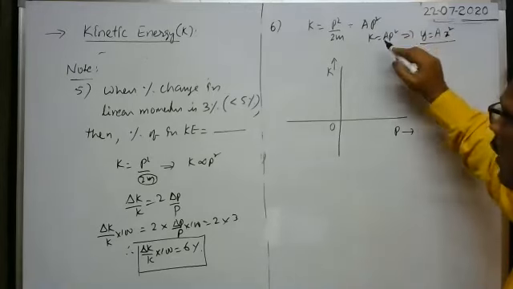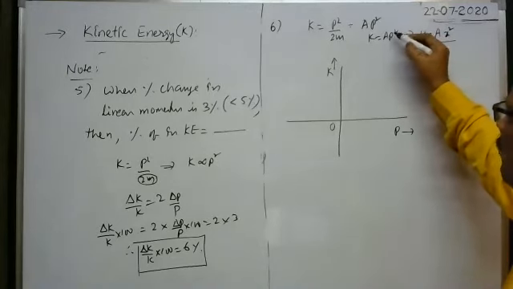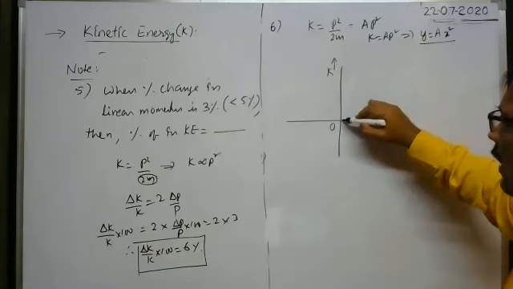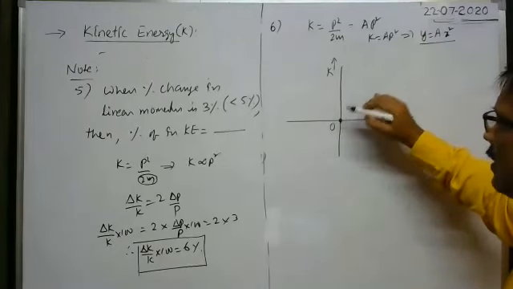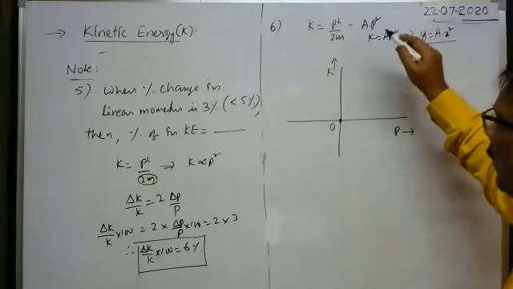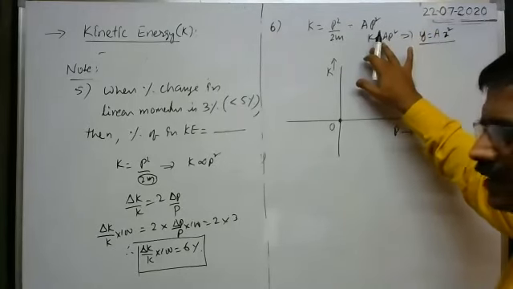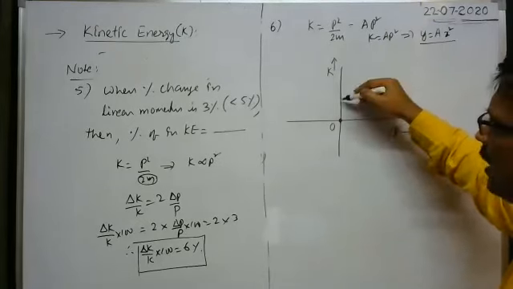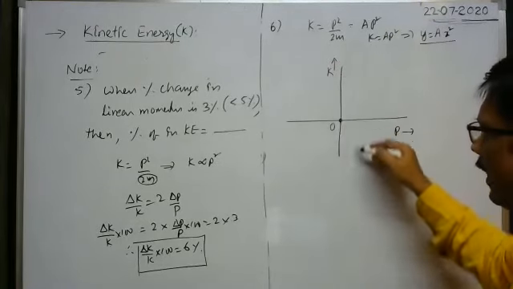In which direction is the parabola to be opened? Of course, when p is equal to 0, k is equal to 0. That's why the parabola must be passing through the origin. That is the first point. As the square is for p, the parabola must open towards the kinetic energy axis. That is the second point. Kinetic energy axis means the parabola may be like this or like this.